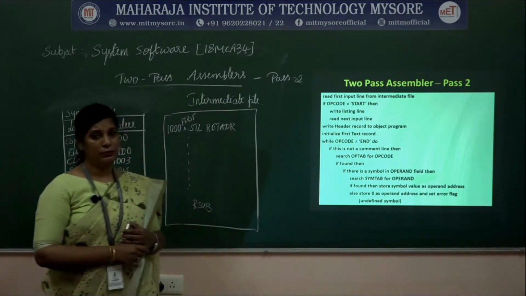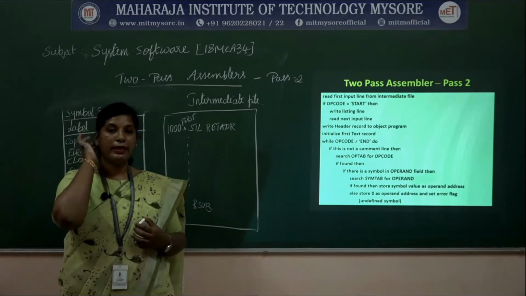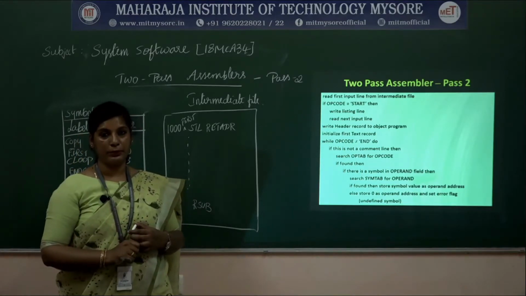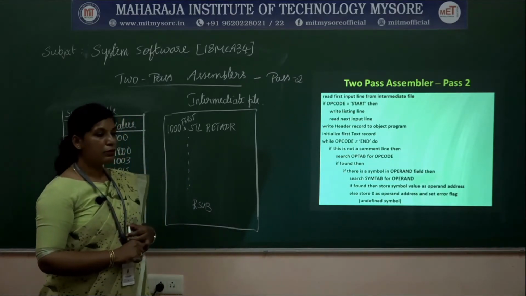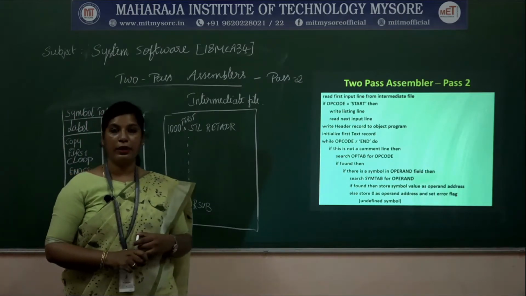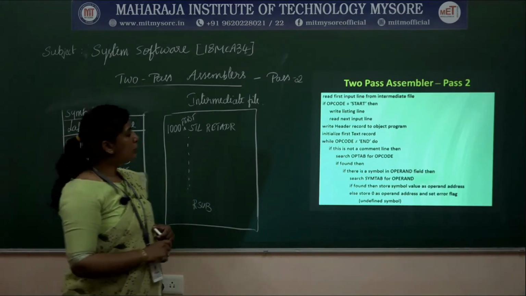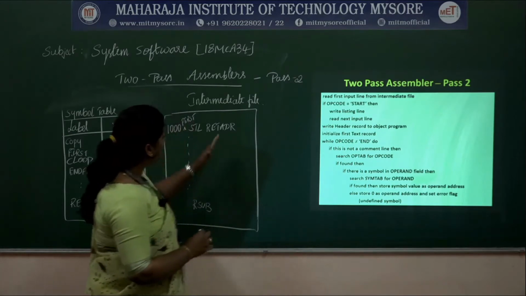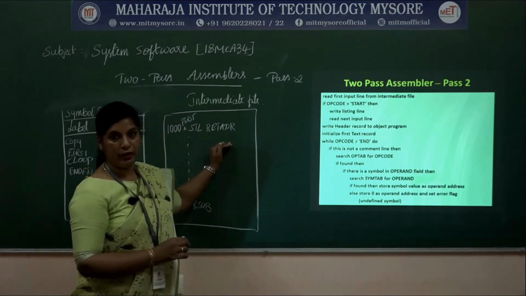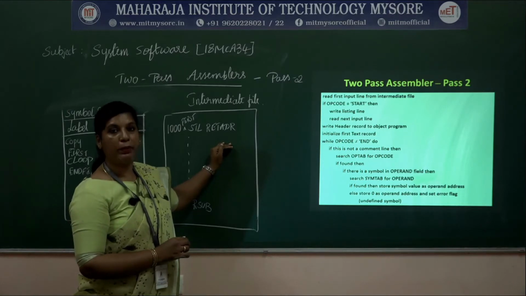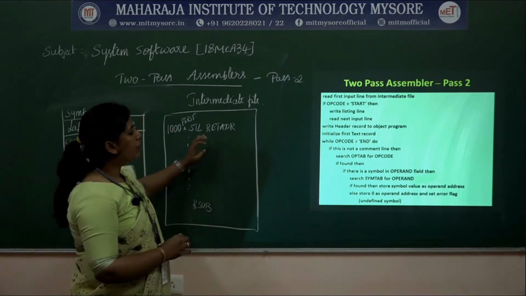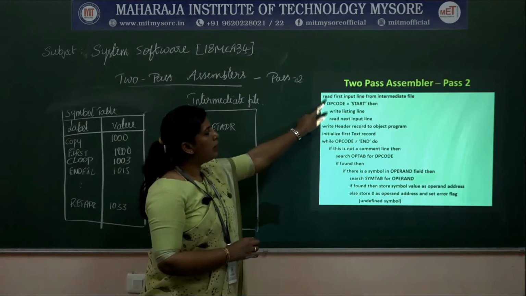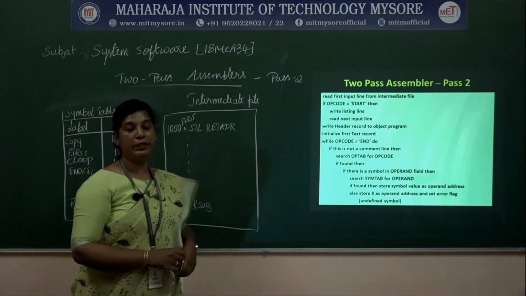During pass 2, the actual translation is going to be done. What is pass 2 and how does it work? In pass 2, first it is going to refer to the intermediate file which was created by the pass 1 assembler. First it is going to read the input line from that intermediate file.